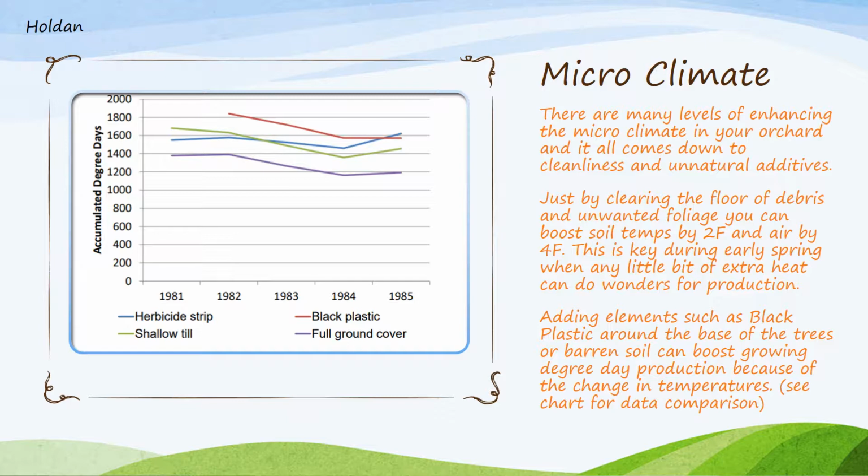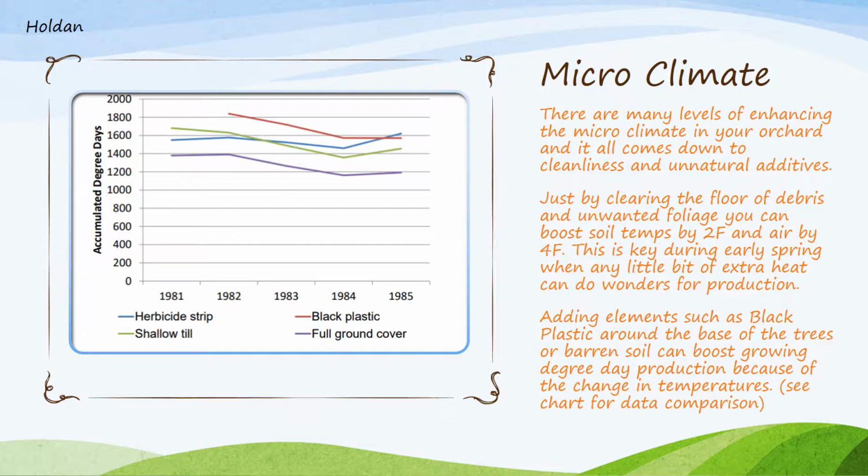A simple cleaning of unwanted debris, weeds, and other plant life that is not natural to the area can boost soil temperatures by 2 degrees and air temperatures by 4 degrees. This is key in early spring when there is little heat and you need all the extra degrees you can get for the growing degree days.